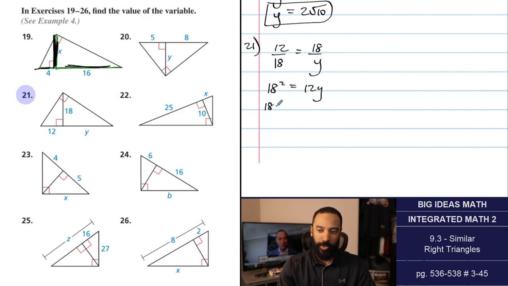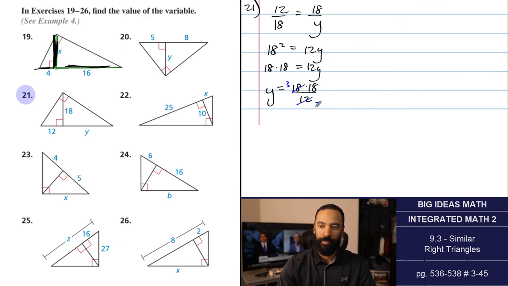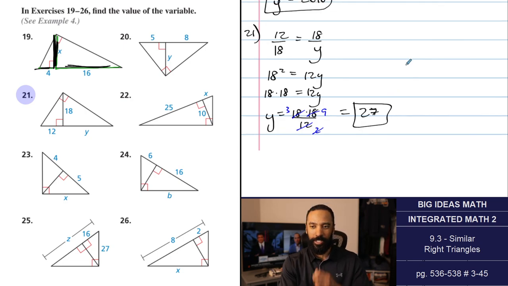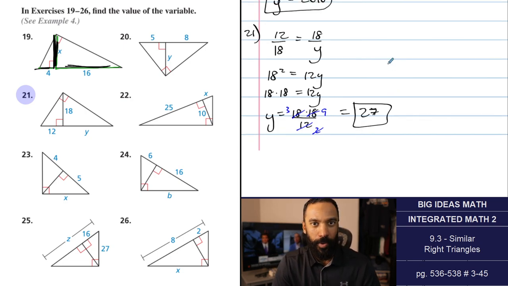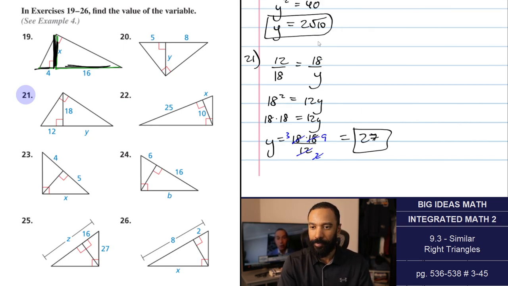Let me show you another way I can do it. 18 squared is 18 times 18, right? And I'm going to divide both sides by 12. I bring this up because if I wanted to do better mental math, I could. 18 over 12 reduces to 3 over 2. And 18 over 2 reduces to 9 over 1, and 3 times 9 is 27. Y equals 27. Yes, there are other ways to do the math other than figure out what 18 squared is first, 324, and then divide that by 12, 27.